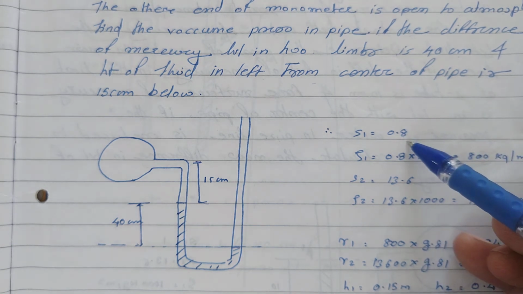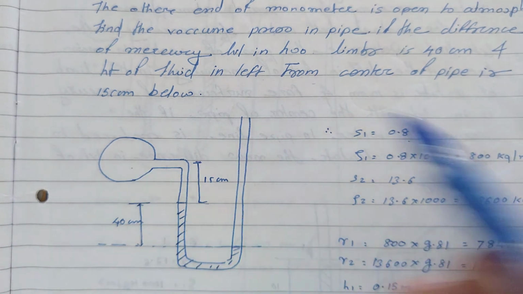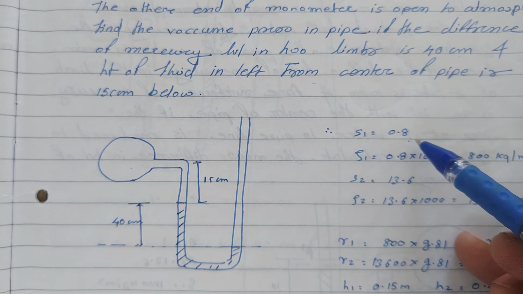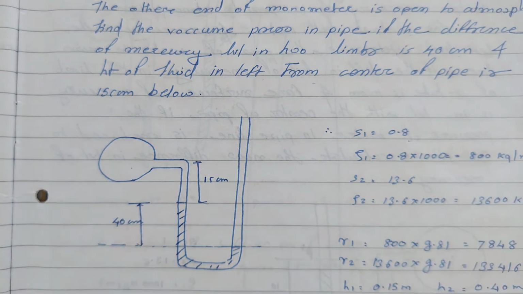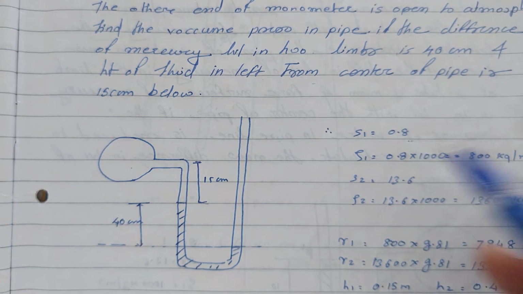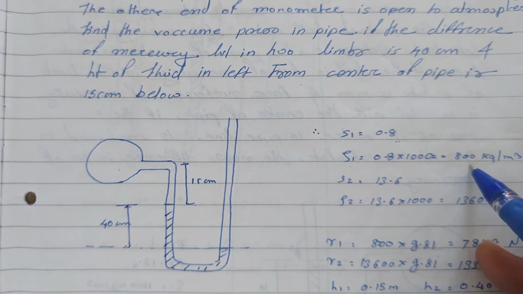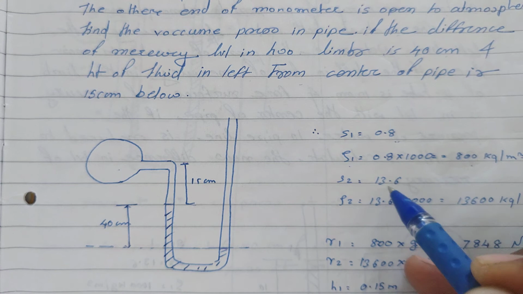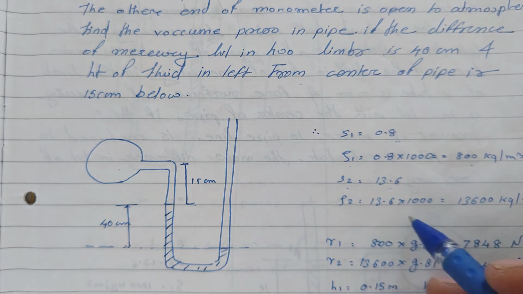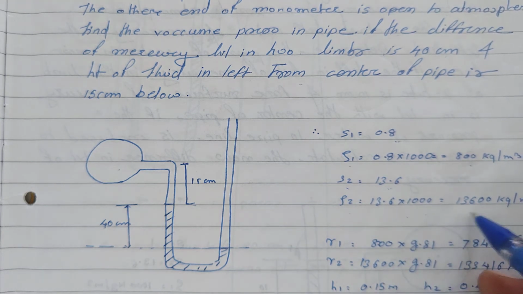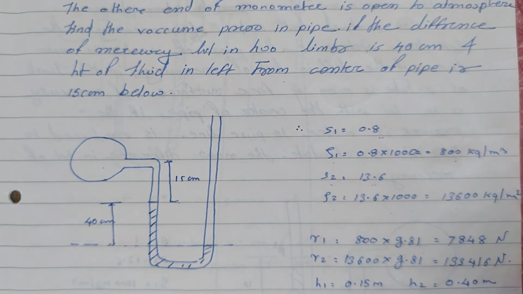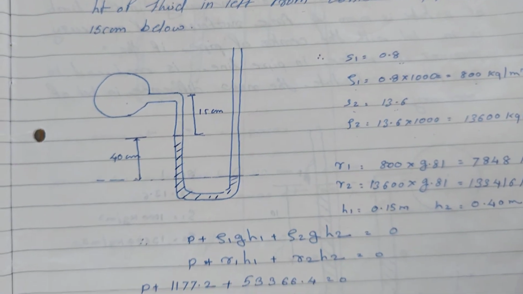As given, the specific gravity in this pipe is 0.8, so density is 800 kg per m cube. The heavier liquid is mercury, so specific gravity is 13.6, so density is 13.6 into 1000, that is 13,600 kg per m cube.